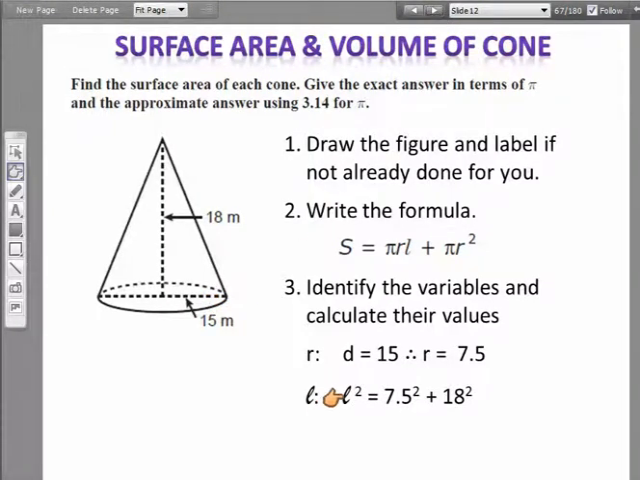So that's what I did here. I said my slant height squared is going to equal my radius squared plus my height squared.